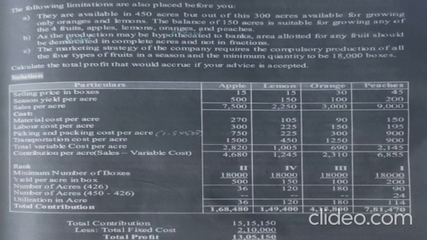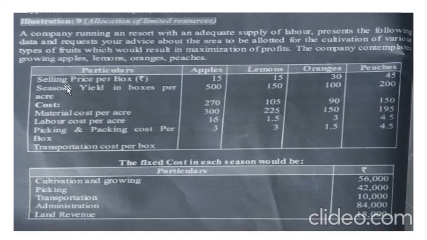Usually, selling price minus all your variable expenses will give you your contribution per acre. Based on the contribution, we will rank the fruits and distribute the acres: how many acres can produce how many boxes. Based on the boxes, the acres will be divided and given off. That is the calculation to be made. As the company is running their resort, with the land they have, they are cultivating all these fruits.